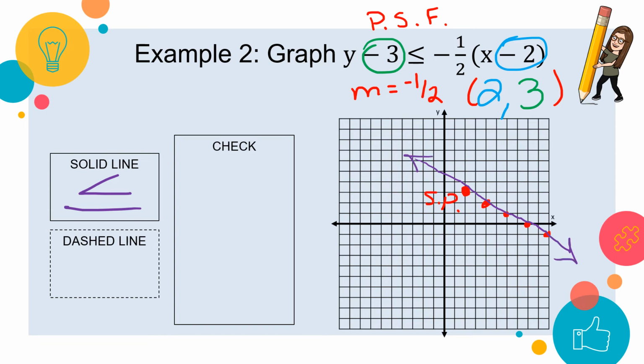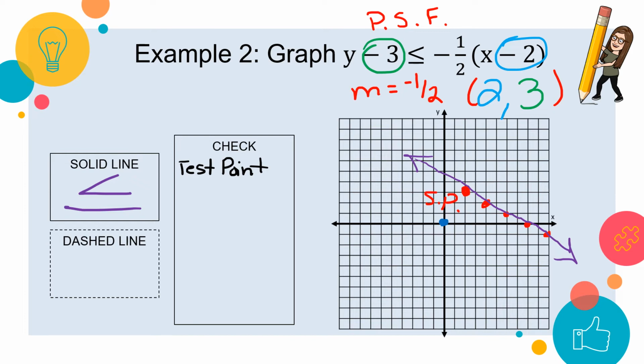Now we need to shade. I'm either going to shade above the line or below the line, but let's use a test point to make sure. Now I'm going to use 0, 0 again because it works out nice, right? If 0, 0 is on the line, obviously it's not easy to work with, so don't use it.